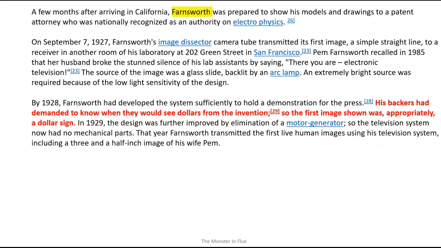Okay. In 1928, he demonstrated for the press. His backers had demanded to know when they would see dollars from the invention. So the first image shown was appropriately a dollar sign. Now that is the ultimate of ironies, of truth, of I don't know what.